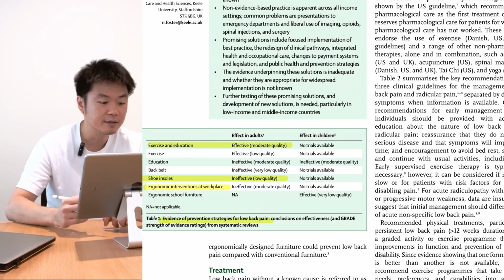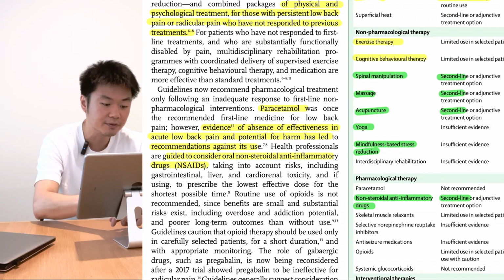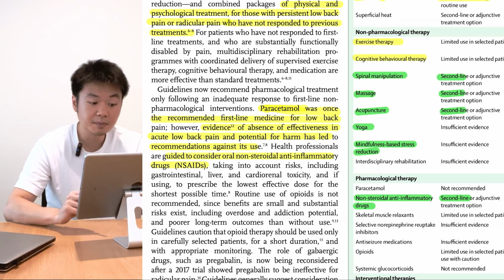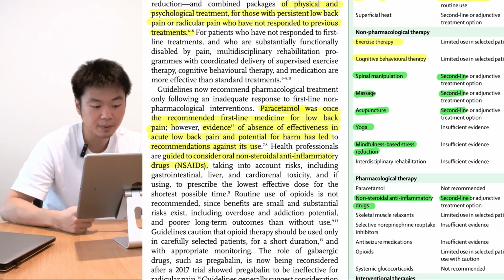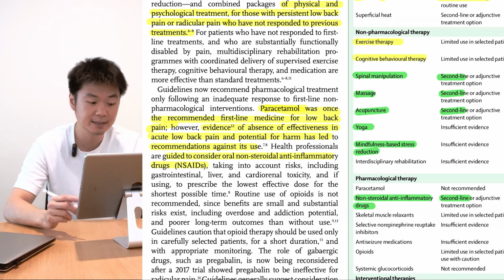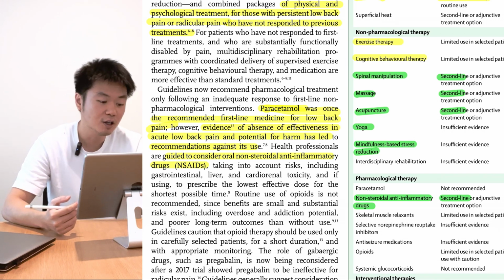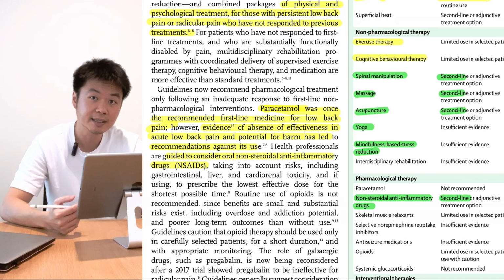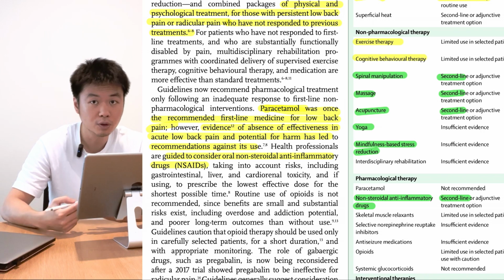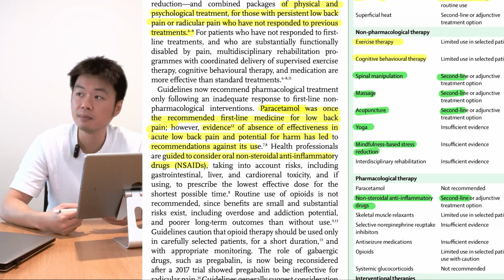Okay, here there's an interesting thing. It says that paracetamol was once recommended as the first line for low back pain. However, evidence of absence of effectiveness in acute low back pain and potential harm has led to a recommendation against its use. So right now, if you want to take medication, go for non-steroidal anti-inflammatory drugs, NSAIDs, like your ibuprofen, Nurofen, Celebrex, meloxicam, is it? Yeah.